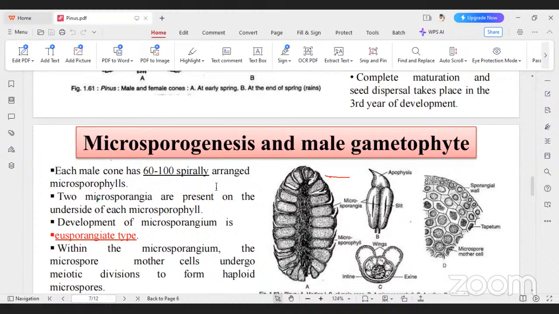Microsporogenesis and male gametophyte. And before that, one word I forgot here. What is the cone made up of? All that I told you, how any cone, whether it is a male or female cone. First, you tell me what the cone is made up of.